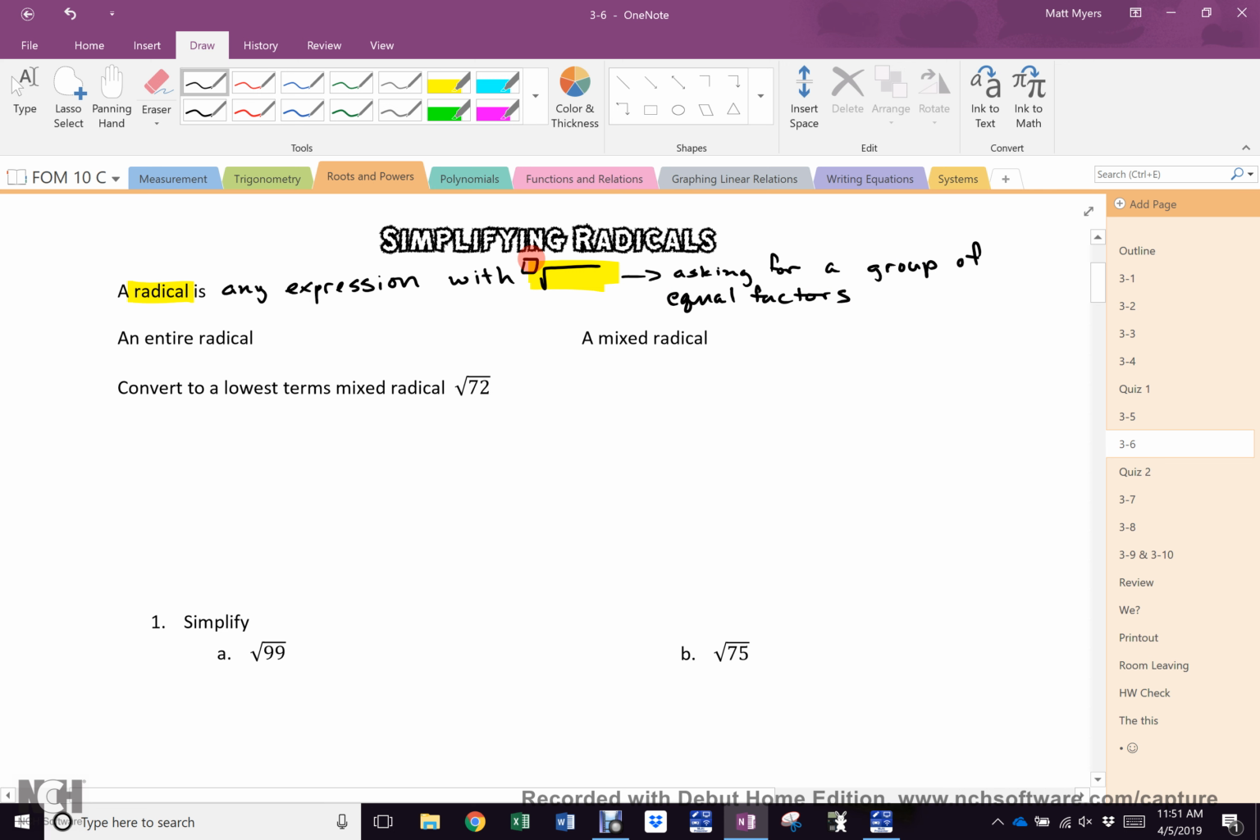Does anybody remember what that little number is called? It's okay if you don't. We only talked about it a little. It's the index. If there's no number there, how big a group am I seeking? A group of 1? 2. Normally, what's the number that we don't write in math? We normally don't write 1, but in this case, you can't possibly have a group of 1. So the smallest group you can have is 2, so we don't write 2. Okay? Equal factors of the radicand.